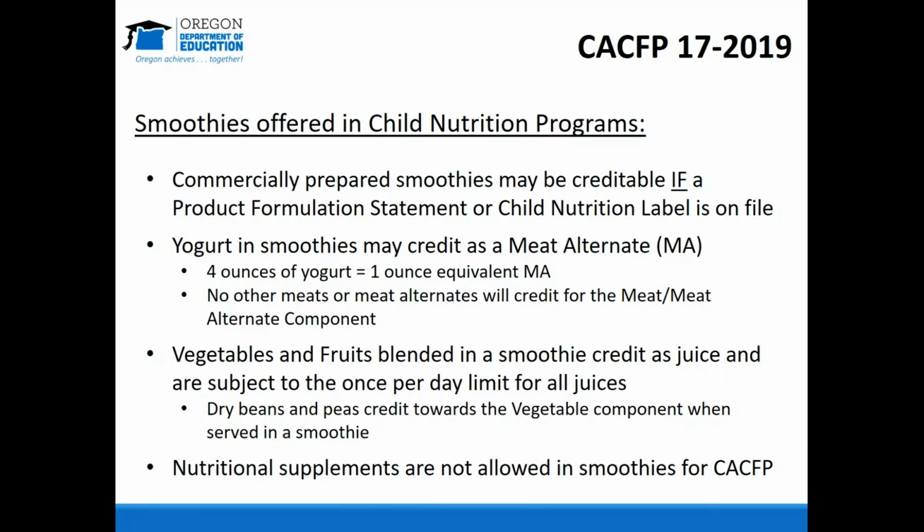Remember that any vegetables and fruits blended into a smoothie will credit as a juice and are subject to the once per day limit for all juices. And yes, this means kale. If you're blending kale into your smoothies, you can credit it as kale juice. And if you are one of those people that enjoys blending all sorts of things into your smoothies, know that dry beans and peas will only credit towards the vegetable component when served in a smoothie, and they will not credit for the meat alternate component. So see the rule above about yogurt being the only item that can credit as a meat alternate. And finally, no nutritional supplements are allowed in smoothies for CACFP.